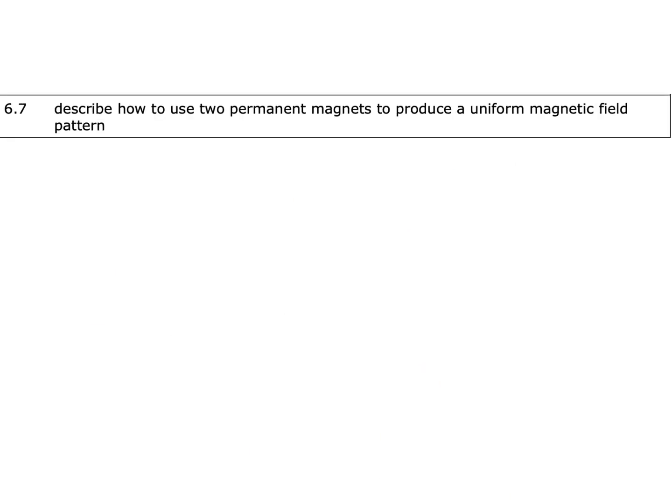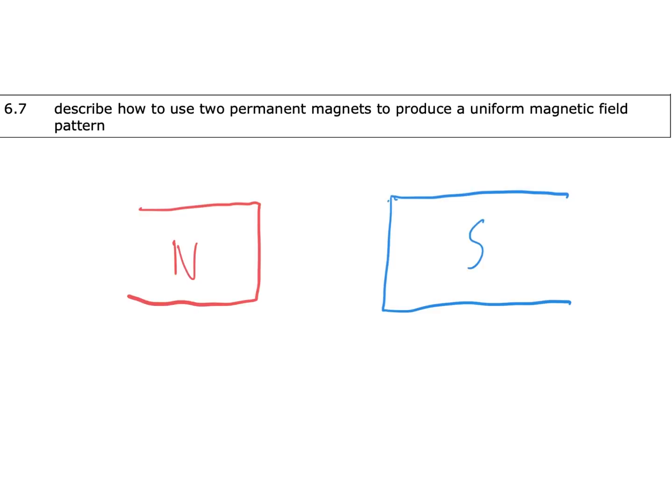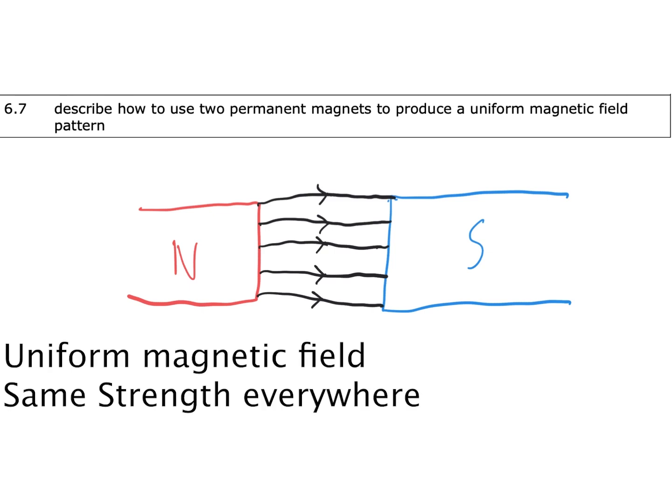So spec point 6.7 is talking about how to use two permanent magnets to produce a uniform magnetic field. So if I set up my two permanent magnets with different poles like so, we end up with a magnetic field like we just saw in the previous question and we can see here. So this is a uniform magnetic field because it is the same strength everywhere. And we can tell that because the strength of a magnetic field is given by the distance between its field lines.